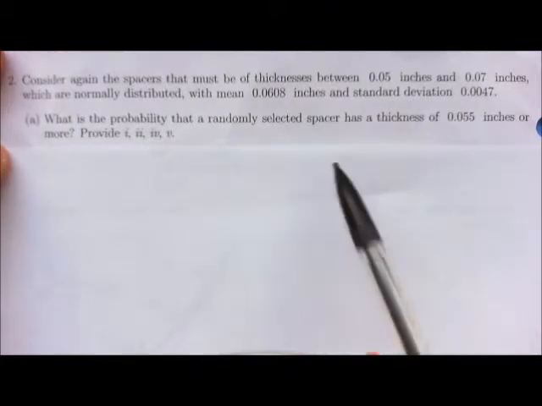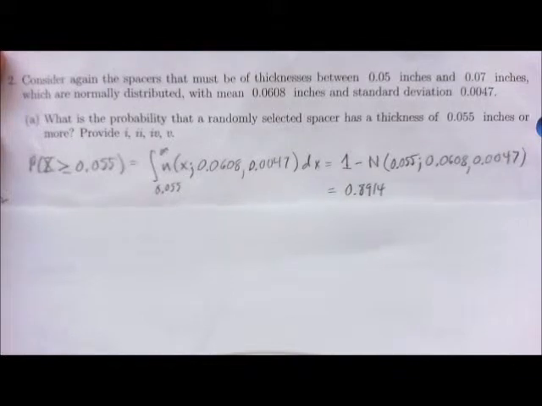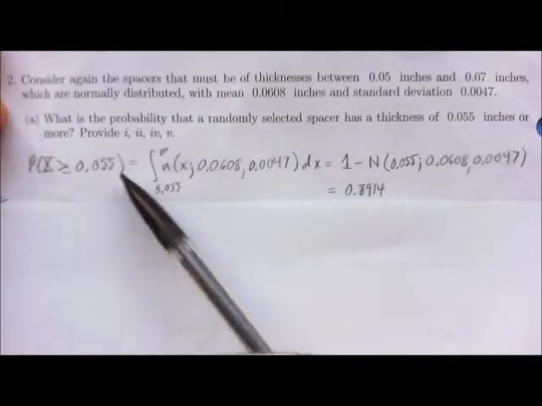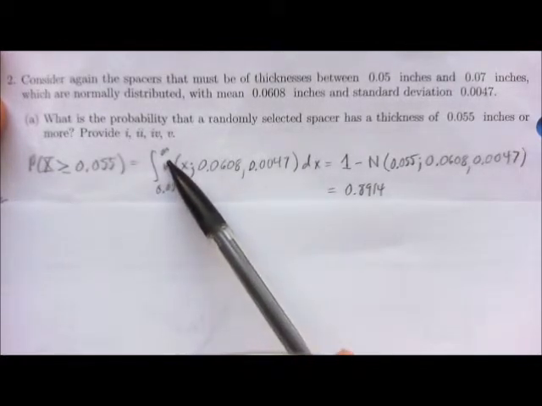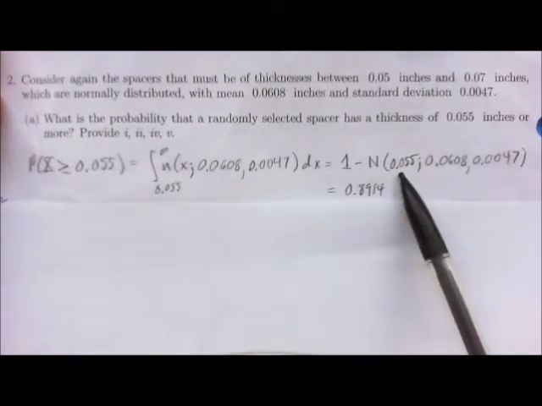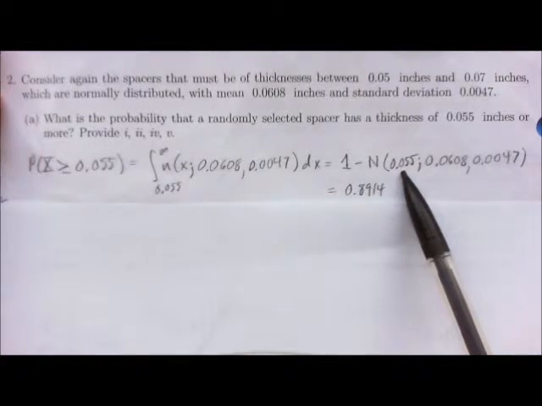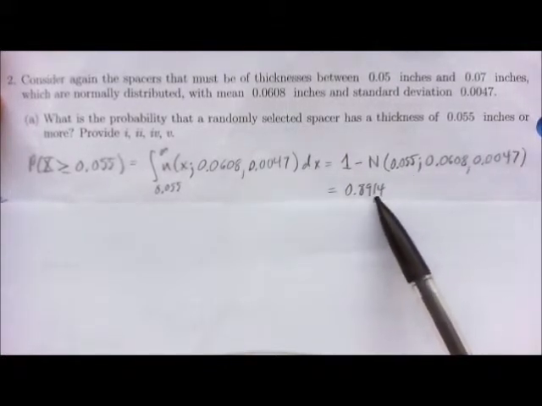And we want the probability of a randomly selected spacer having a thickness of 0.055 inches or more. So we just apply the normal distribution. We're looking for the probability that capital X is greater than or equal to 0.055. We can get that from our probability density function by integrating from 0.055 to infinity. In terms of capital N, that's going to be 1 minus capital N of 0.055, because capital N is from negative infinity up to 0.055. So to get the part from 0.055 up to positive infinity, we need 1 minus this value, and this is the result.